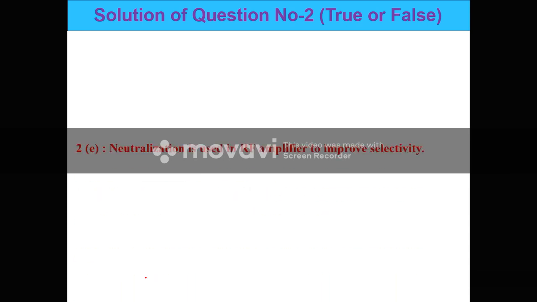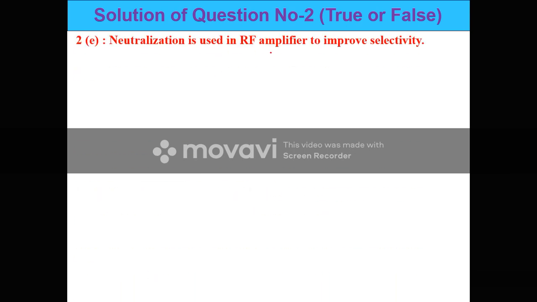So next is neutralization is used in RF amplifier to improve the selectivity. This statement is also false because neutralization is used in the RF amplifier to stop the oscillation. To stop the oscillations, we use the neutralization in RF. So this statement is also false. It's not improve the selectivity, rather it is stop oscillation.